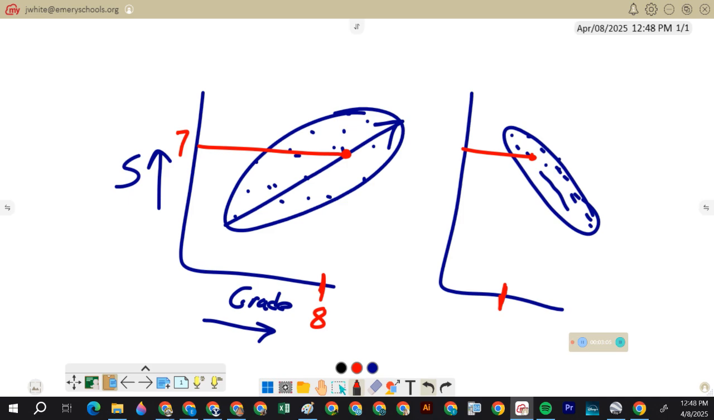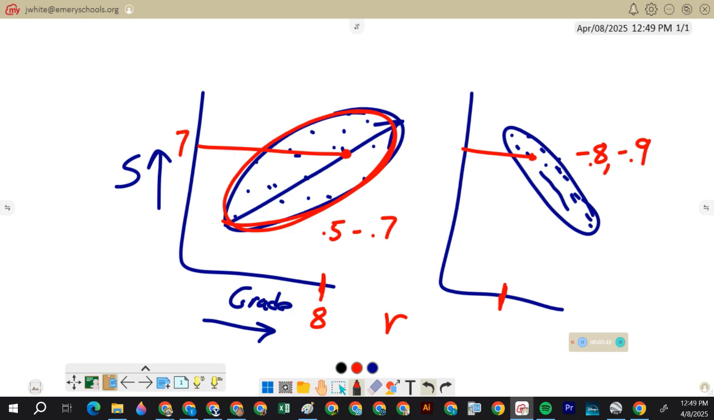So the number we use to describe these is called the R value. And there is a way to calculate the R value, but we're not going to do that today. We're just going to estimate it. So in general, if you have something that looks roughly like a football, that's somewhere from 0.5 to 0.7. So a football shape is roughly 0.5, 0.7. And something that is frisbee shaped is 0.8 to 0.9. But these are negatives because it's going down. If you have a perfectly straight line, then it is a 1 or a negative 1.